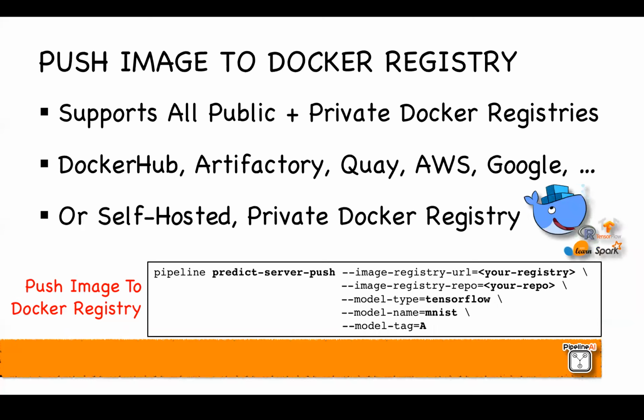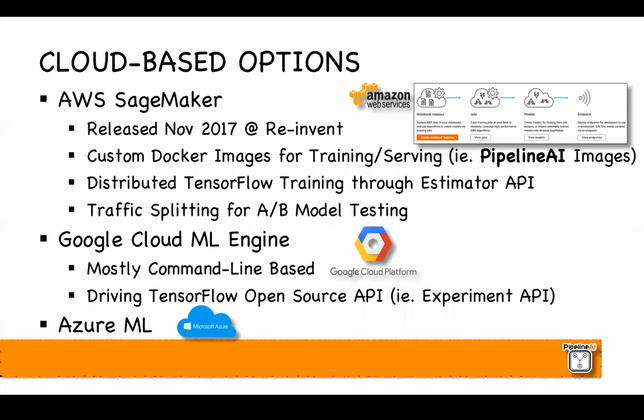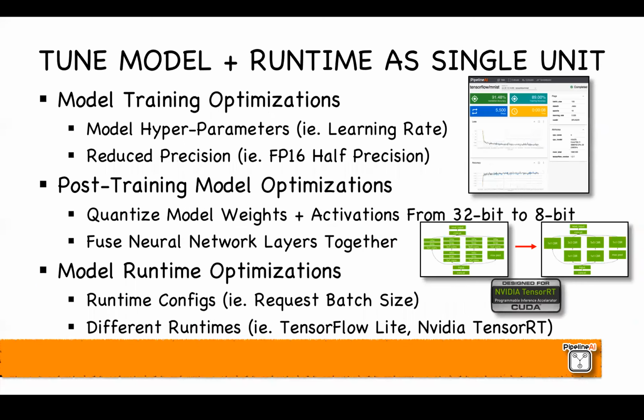So you push it to your Docker registry. If you want to push it out to Amazon ECR, you can do that, or your own private repo. This slide's kind of out of order here, but these are some of the cloud-based options, Azure ML, let's see.